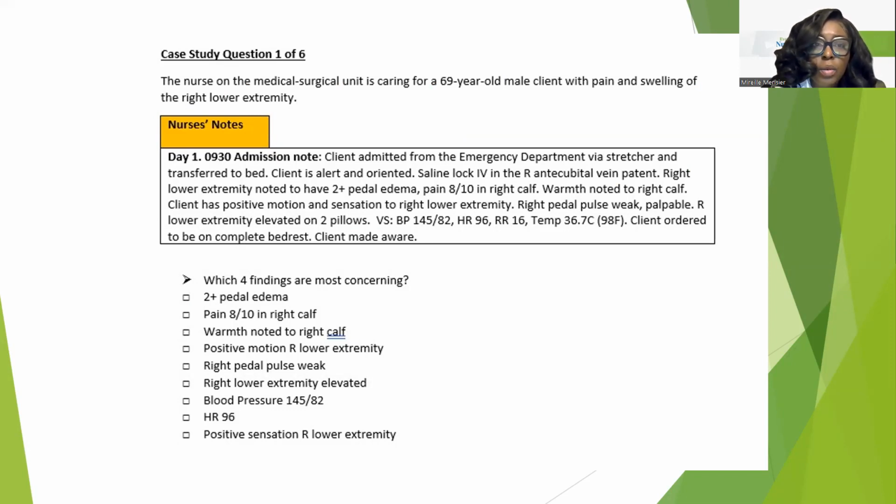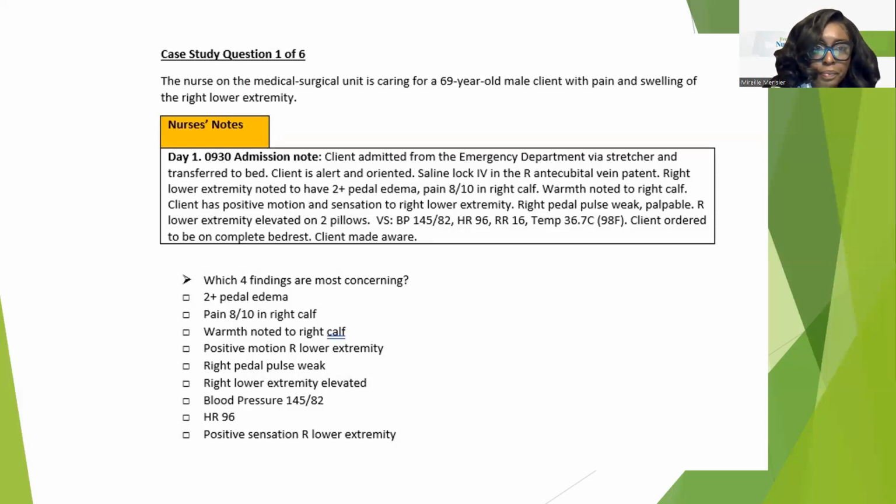Right lower extremity noted to have 2+ pedal edema. Pain 8 out of 10 in the right calf. Warmth noted to right calf. Client has positive motion and sensation to right lower extremity. Right pedal pulse is weak but palpable. Right lower extremity elevated on 2 pillows. The vital signs are blood pressure 145/82, heart rate 96, respiration 16, and a temperature of 36.7. The client ordered to be on complete bed rest.